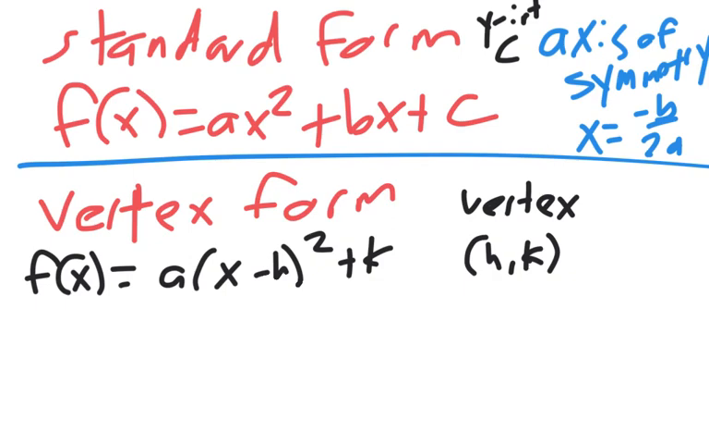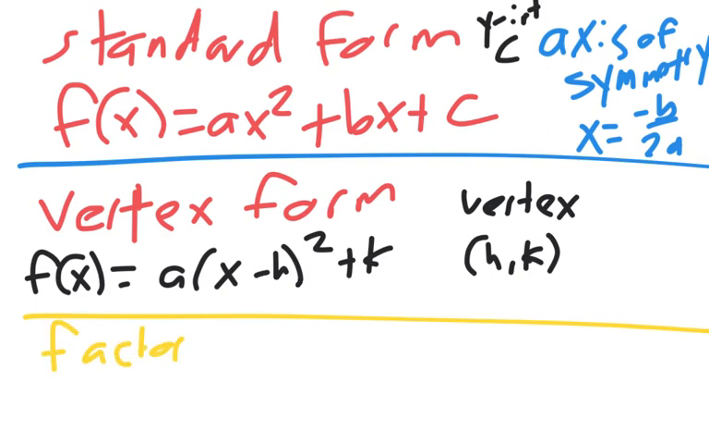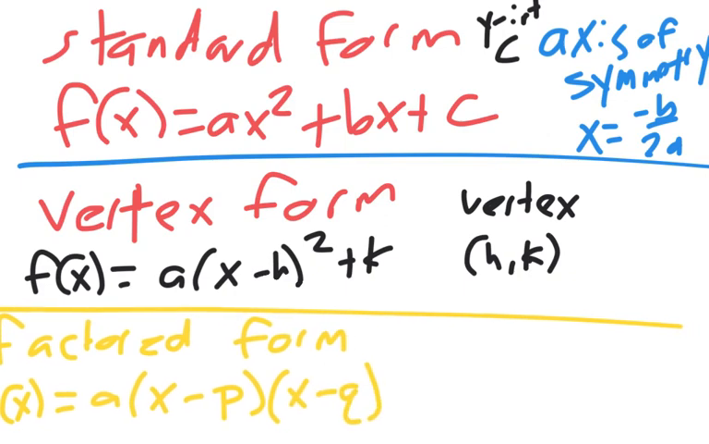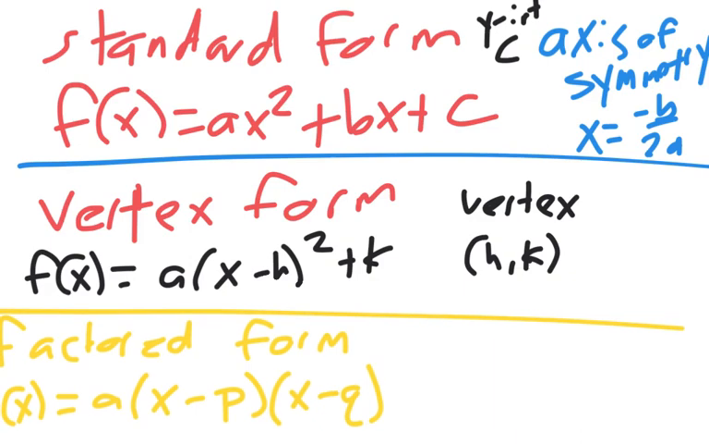And then the last one is factored form. F of x equals a times x minus p times x minus q. So again, opposite signed again. P and q are your x-intercepts.